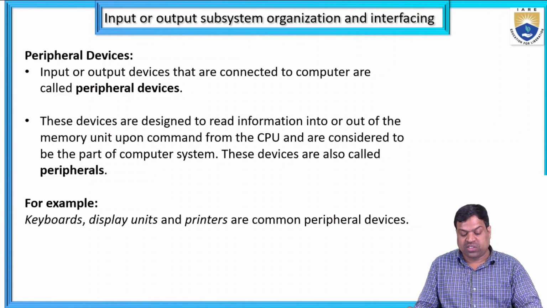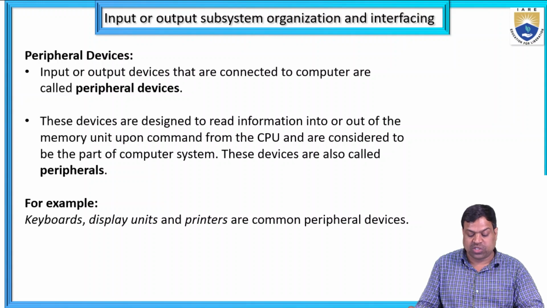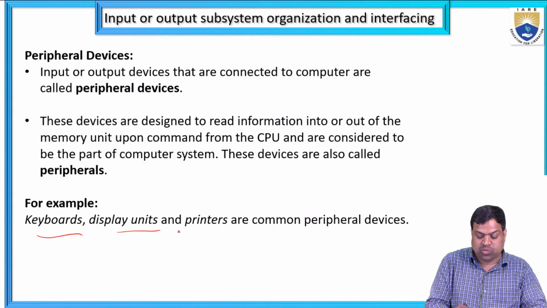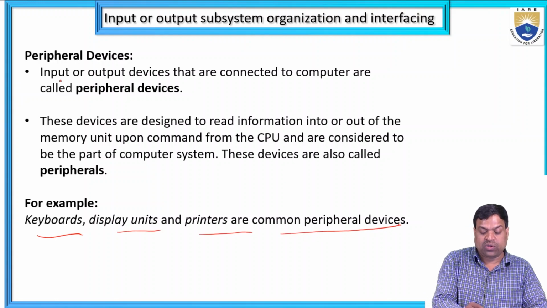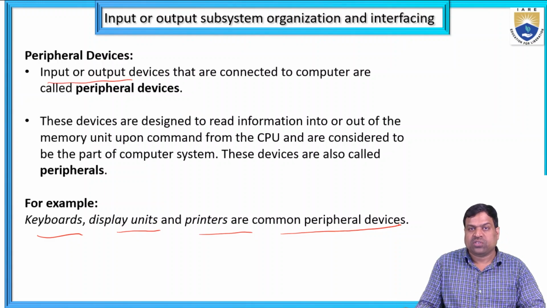These devices are designed to read information into or from the memory unit upon the command from the CPU and are considered to be part of the computer system. These devices are called peripherals. Examples: keyboard, display unit, printer, and other common peripherals. So peripheral devices means input or output, both are there. Input or output devices connected to the computer are called peripheral devices.